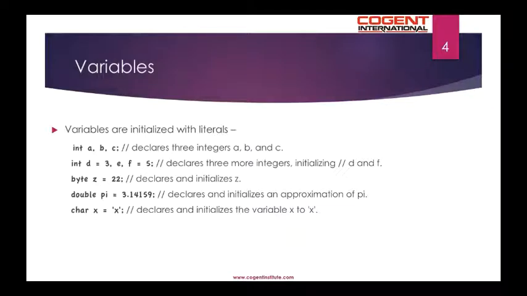Variables are initialized with literals. The first example declares three integers a, b, and c. The next declares three more integers and initializes d and f. The next example declares and initializes z, which is of type byte. Next declares and initializes pi of type double. The next declares and initializes the variable x of type char.